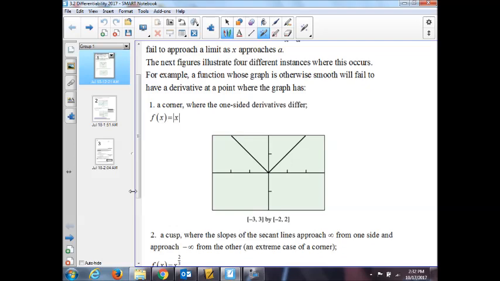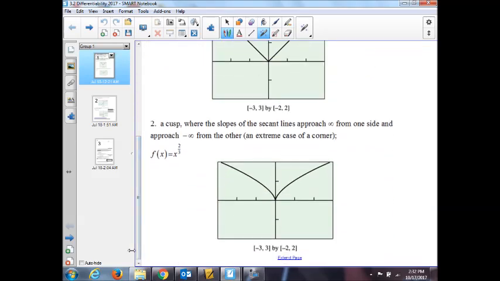Why? Because if you come from the left, what does the slope seem to be when you come from the left of 0 here? It seems to be -1. Here it seems to be +1. As you approach 0 from the left and from the right, you get 2 different results. Right? Balderdash, you can't have that.